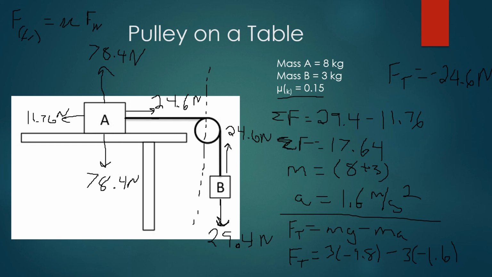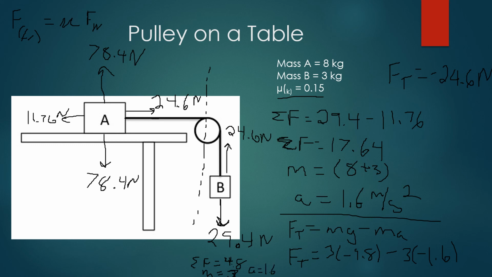Let's think about this for just 1 second. Let's look at box B. 29.4 minus 24.6 equals 4.8. So the net force for B is 4.8. What is 4.8 divided by 3, the mass? When I do that, I have an acceleration of 1.6. We already knew that. It's working.